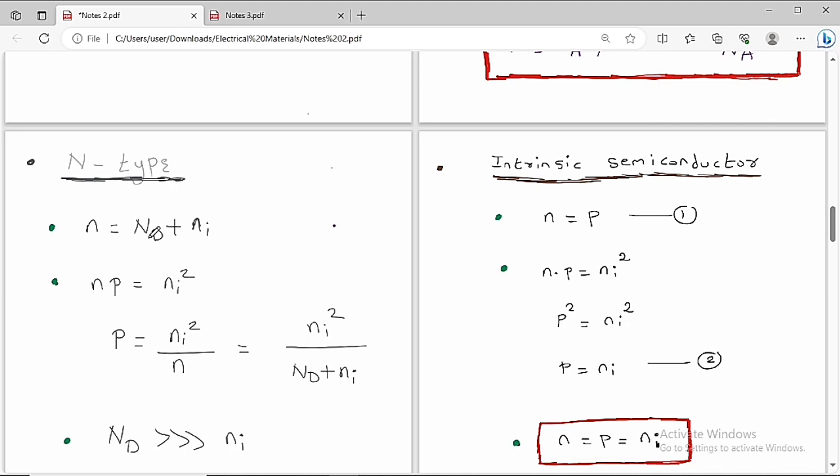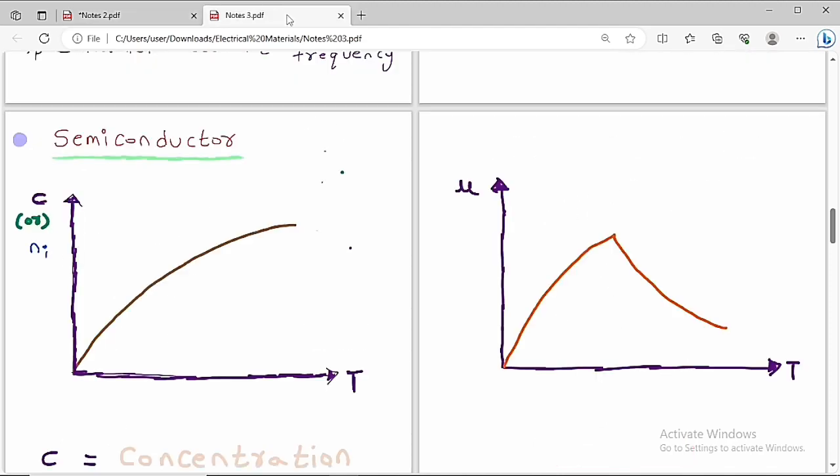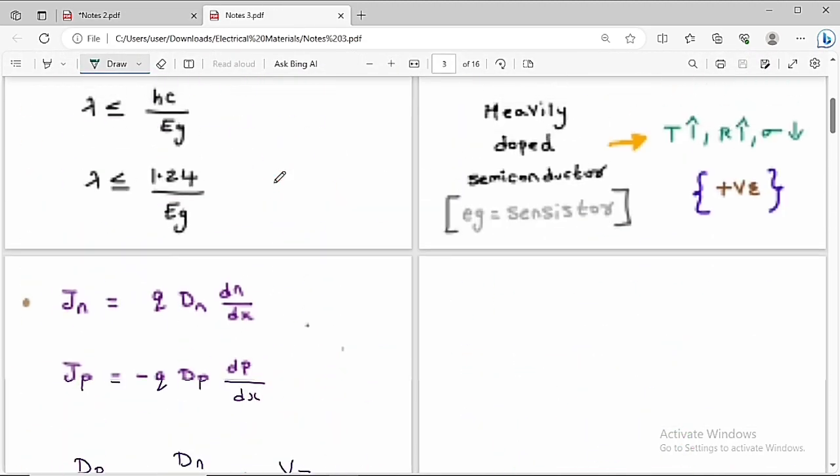Therefore, whenever you keep the intrinsic semiconductor at 0 Kelvin temperature, it is going to act like a perfect insulator because there are no free charge carriers. Whereas the extrinsic semiconductor, whether it's P type or N type, at 0 Kelvin temperature, is going to act like a conductor because free charge carriers are present. This is a very important thing to keep in your mind, and I will explain the concept with the help of these relations as well. Let me explain the other concept.